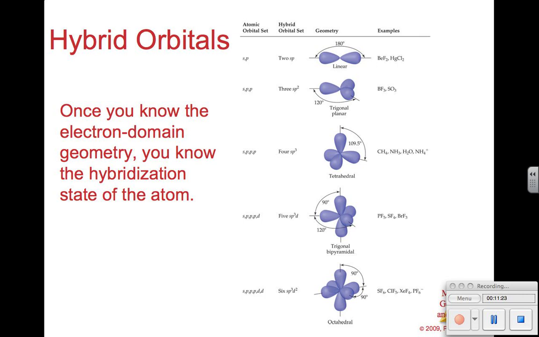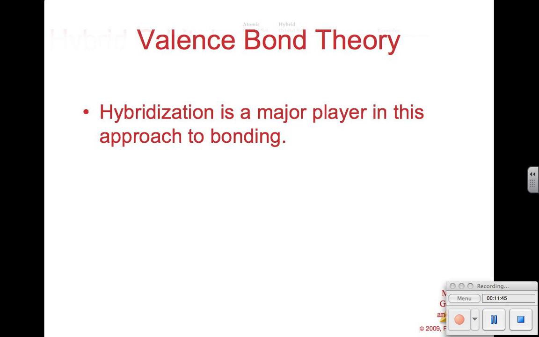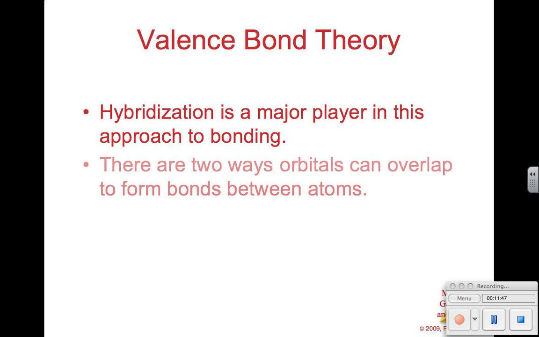So once you know the electron domain geometry, you immediately know the hybridization state of the atom. So if you know that it has 4 electron domains, then you know that the hybridization is sp3, because it's got 4 domains where electrons exist. And we'll explore this a bit more in class.